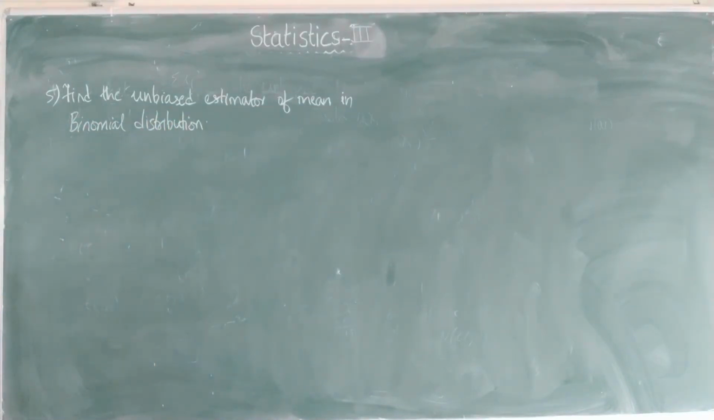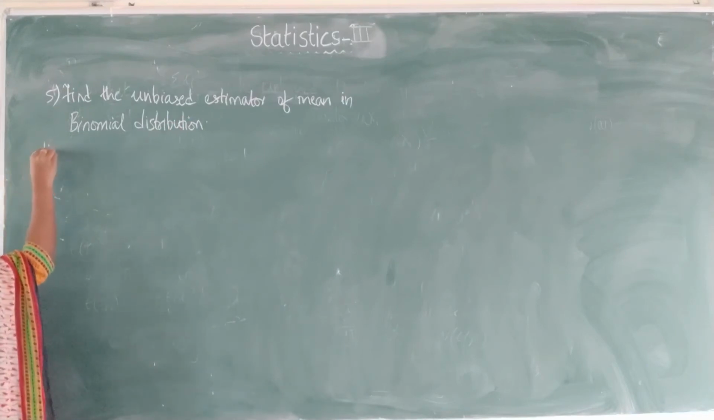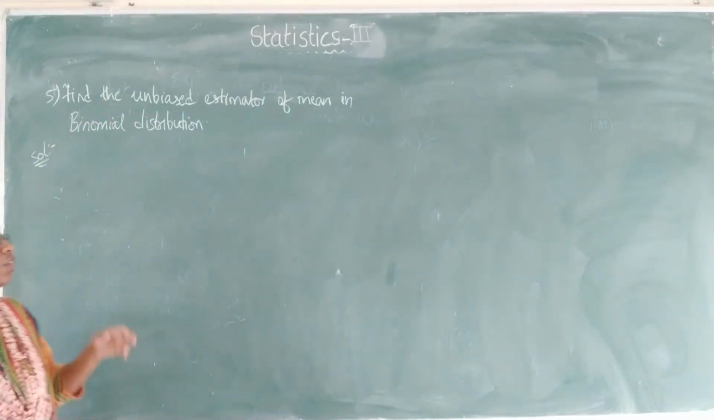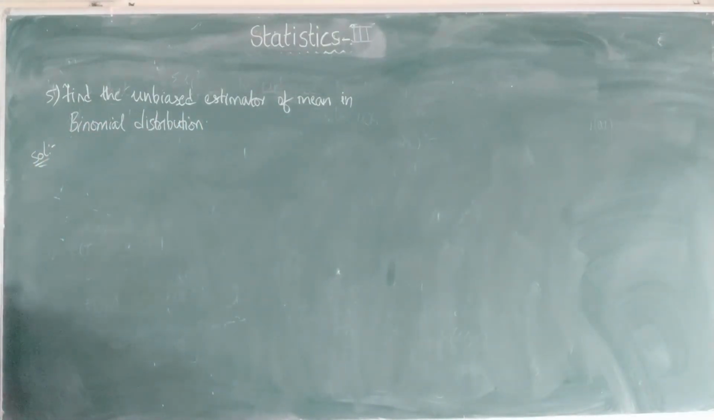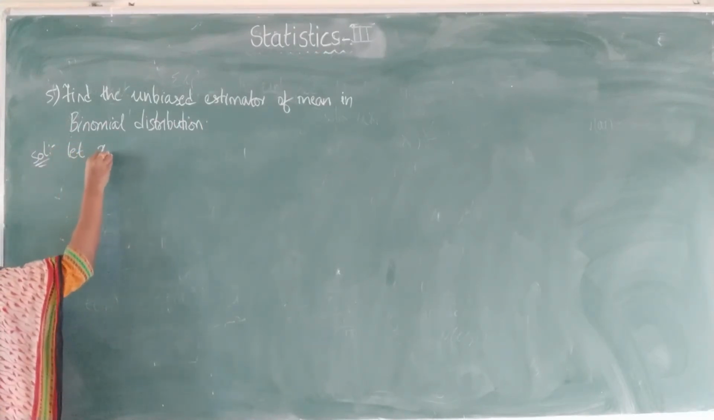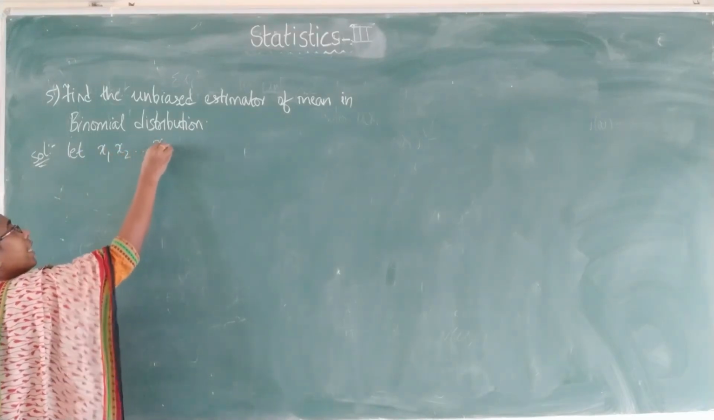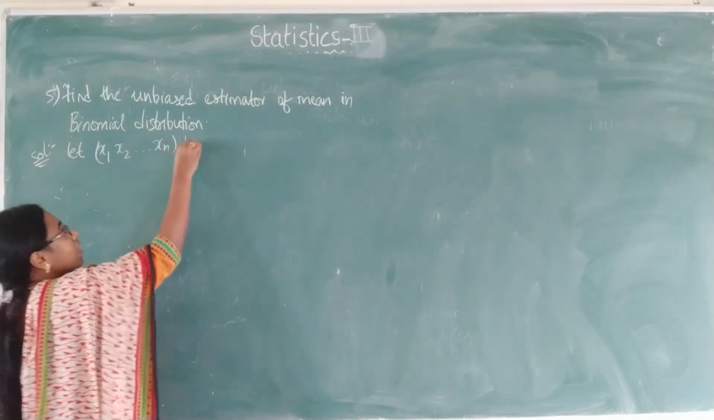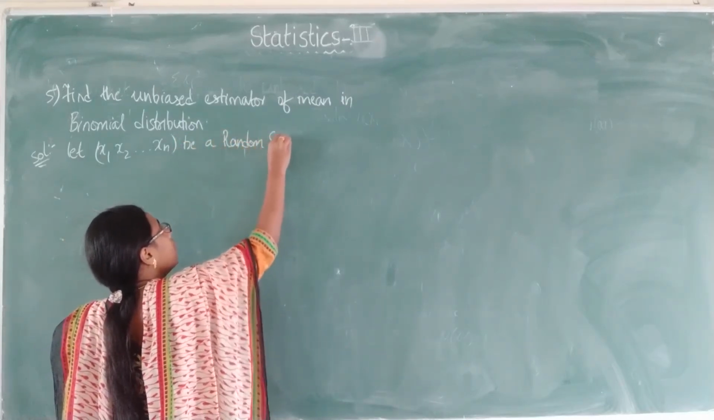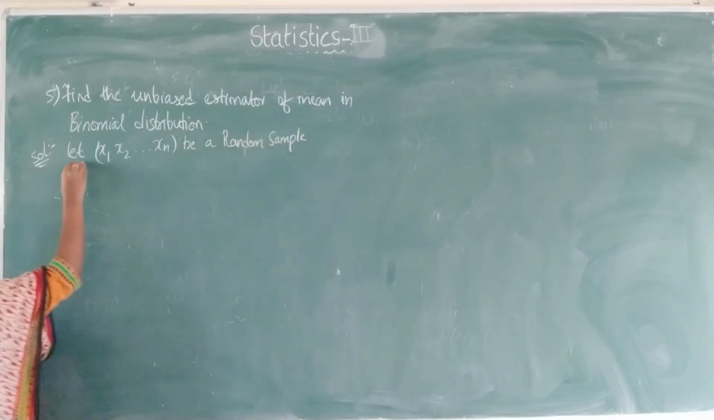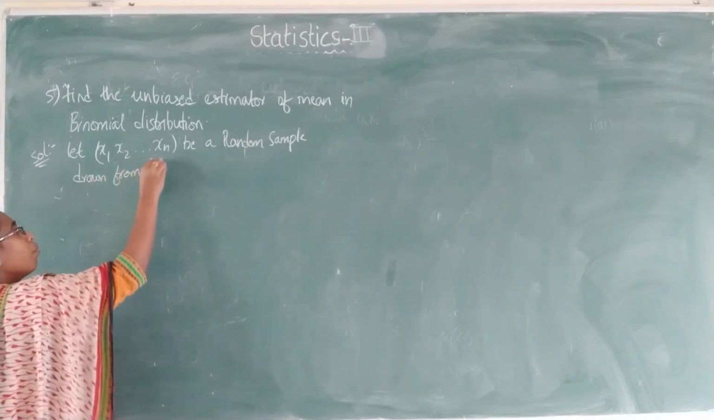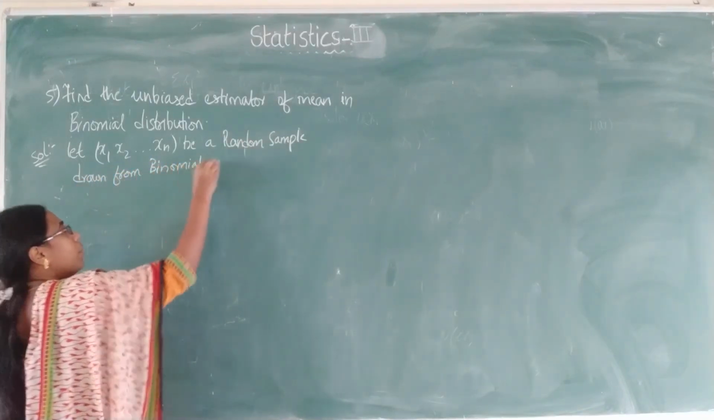So now coming to the solution. It is given that we need to find the unbiased estimator for mean in the binomial distribution. First, it is given that our sample is drawn from the binomial distribution. So let x1, x2, so on xn be a random sample drawn from binomial population.